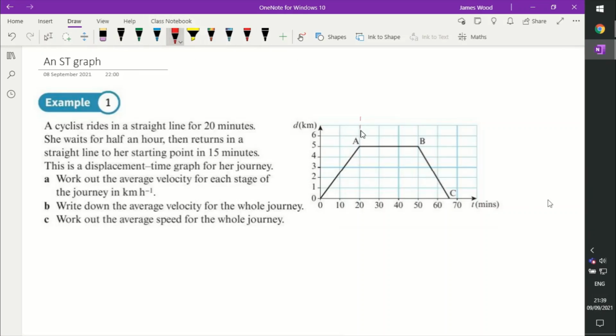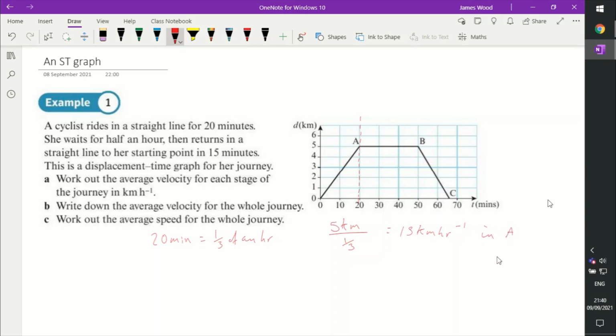So the first stage, up to here, let's find the average speed. We've got, it's gone from 0 up to 5. So that's 5 kilometers in 20 minutes. Now we don't want to do it in minutes because we want the speed in kilometers per hour. 20 minutes is 1/3 of an hour. So we can divide it by 1/3. So that's going to be 15 kilometers per hour in section A.